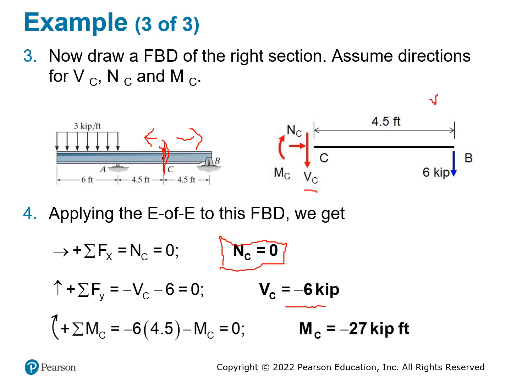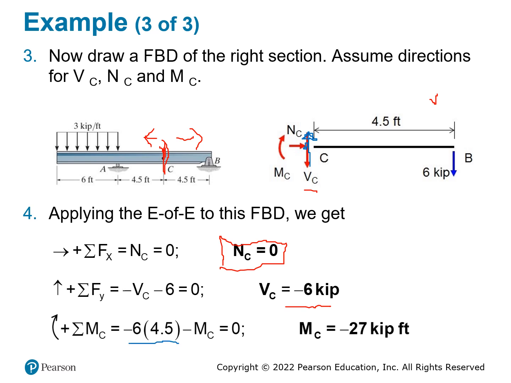That simply tells you this V sub C should be in this direction. That is the correct direction, and this amount is going to be 6 kips. The summation of moments can tell us what M sub C is equal to. You can pick the point C or you can pick the point B. If you pick point B, then N sub C and V sub C do not create any moment, and our summation of moments is M sub C plus 6 kips times 4.5. And that is what we see here.